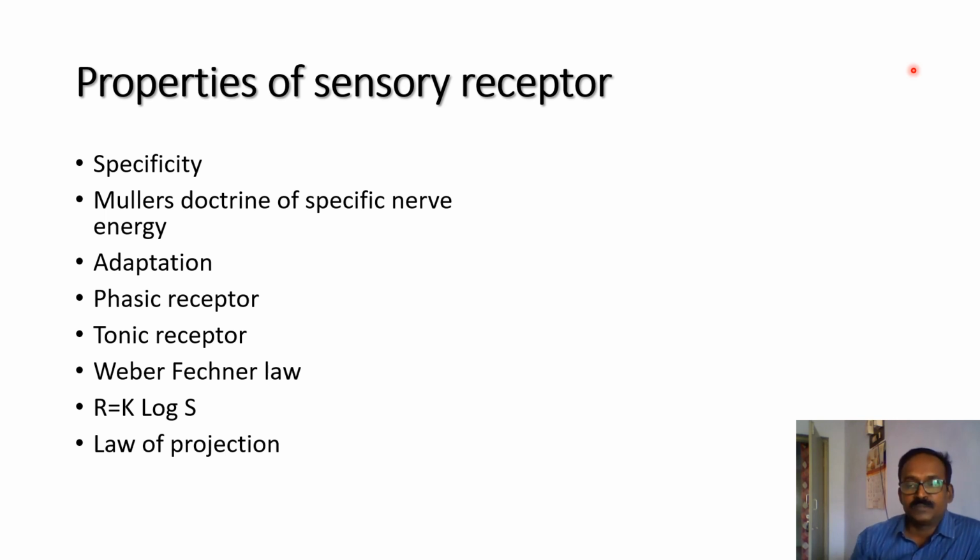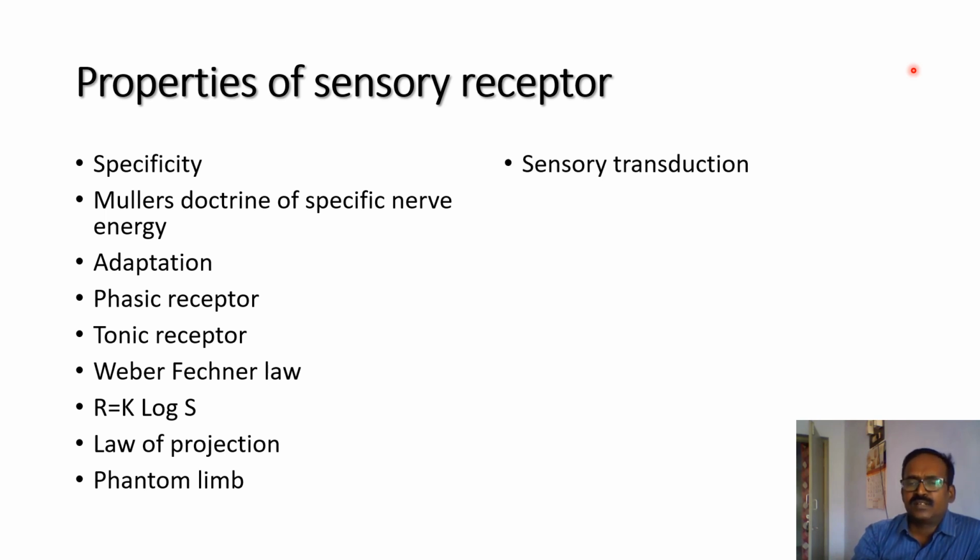Law of projection: no matter where the sensory pathway is stimulated, the sensation is felt at the receptor. This is the law of projection. The phantom limb is mainly due to the law of projection. A phantom limb is a non-existent amputated limb. The pain felt in the amputated limb is due to the law of projection. Stimulation of the nociceptors sends impulses to the pain pathway, and that sensation is felt in the non-existent limb.